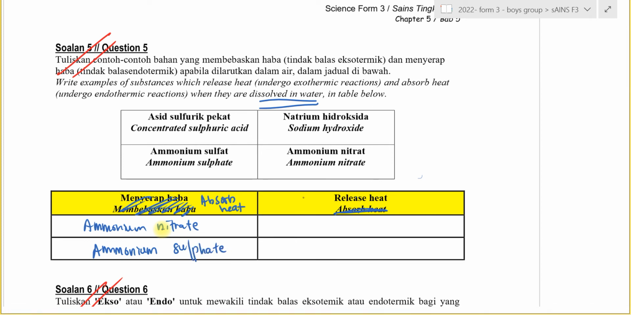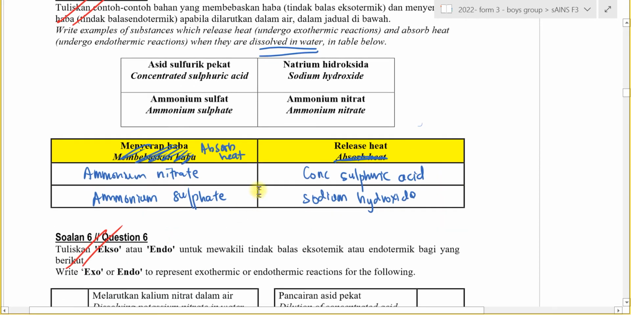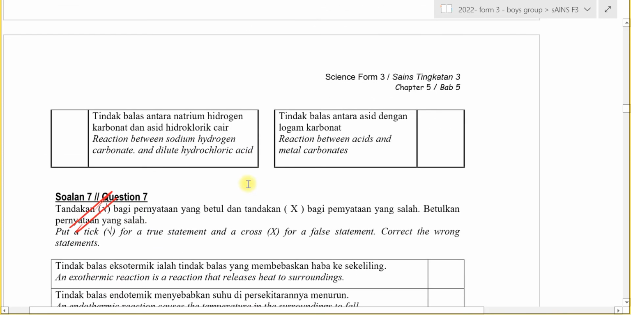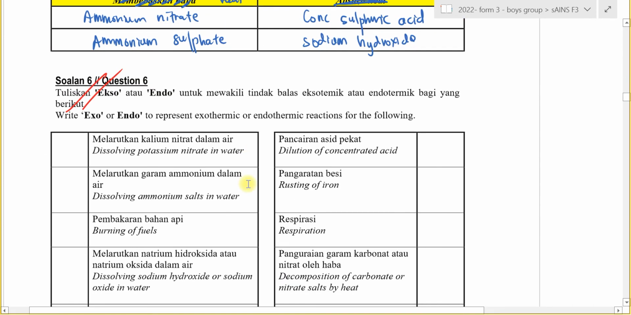How is releasing it? Concentrated sulfuric acid and sodium hydroxide. Yes, when you put sodium hydroxide or concentrated sulfuric acid inside the water, that means you dilute it. It will dissolve and it will release heat. Okay, question 6. Now we see the full set of the exo and endo.